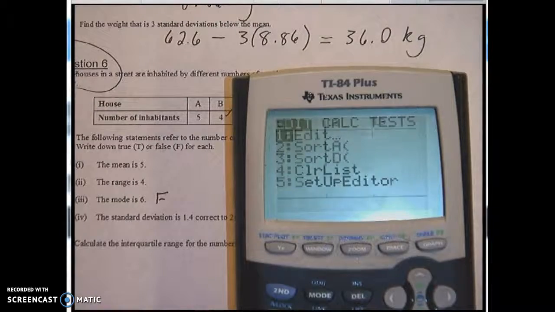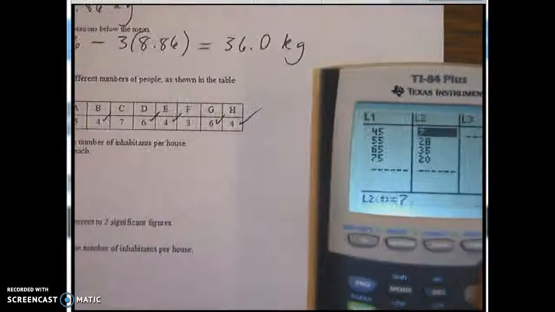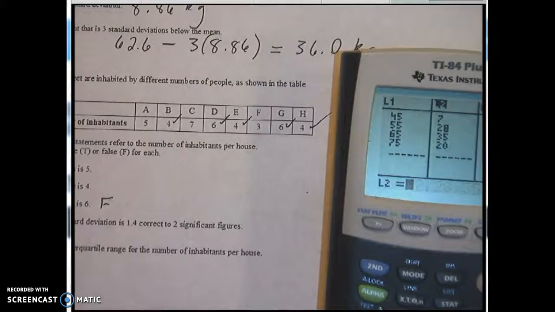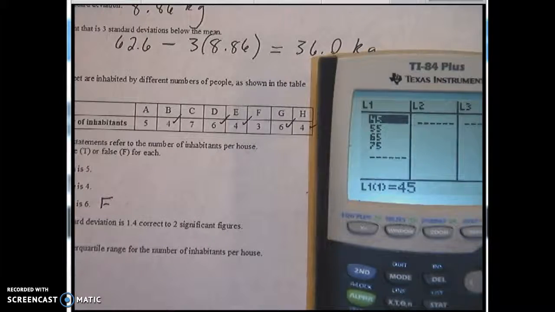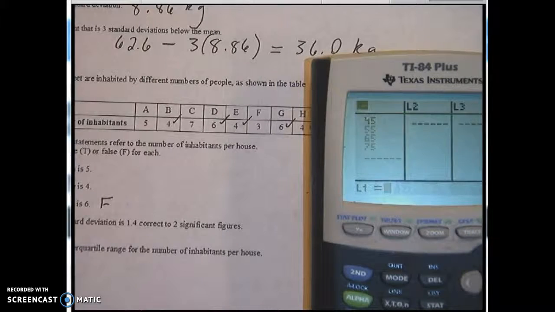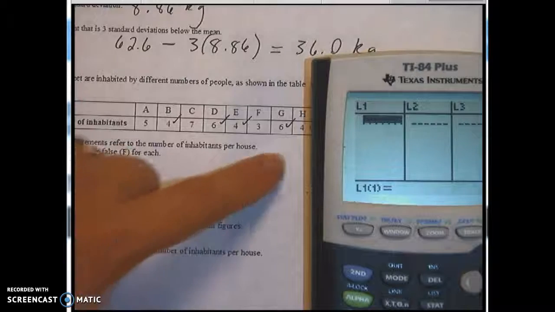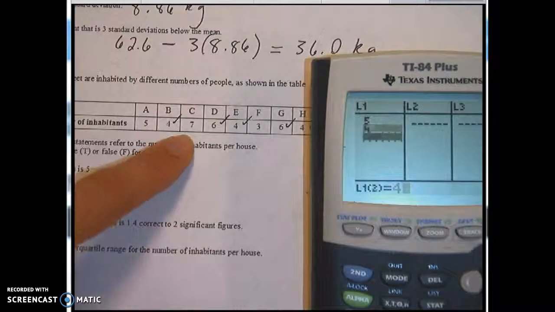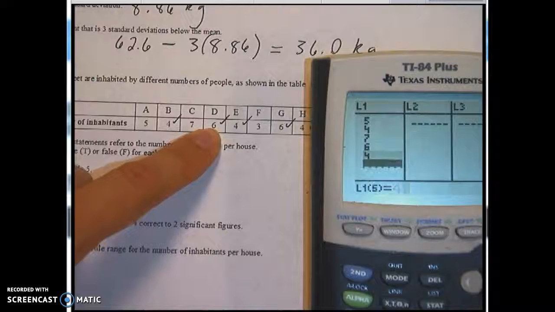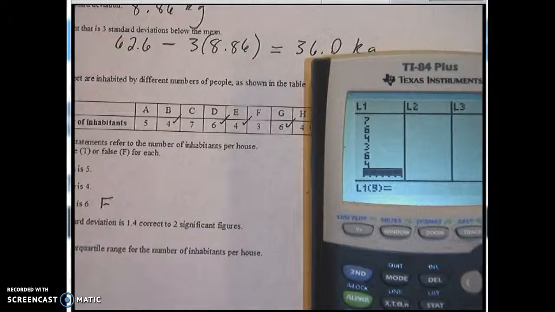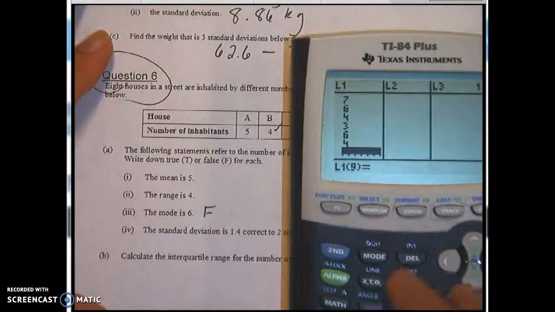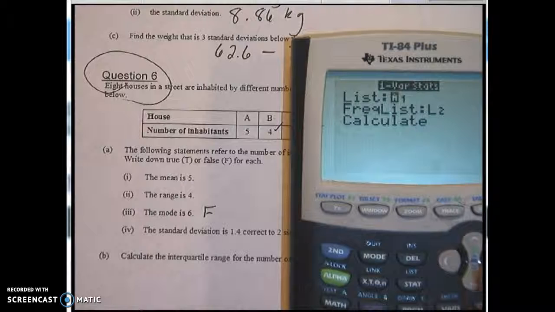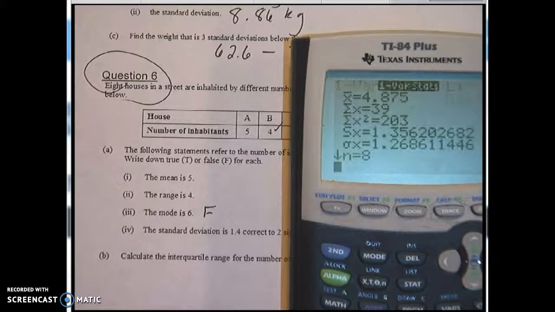I'm going to go stat, edit. I'm going to clear out my lists. And we don't have frequency data here. We just have raw data. I'm going to type in these numbers in list 1: 5, 4, 7, 6, 4, 3, 6, 4. And from that, I'm going to go stat calc 1. We don't have frequency data, so we want to clear out that frequency list, and we want to calculate.